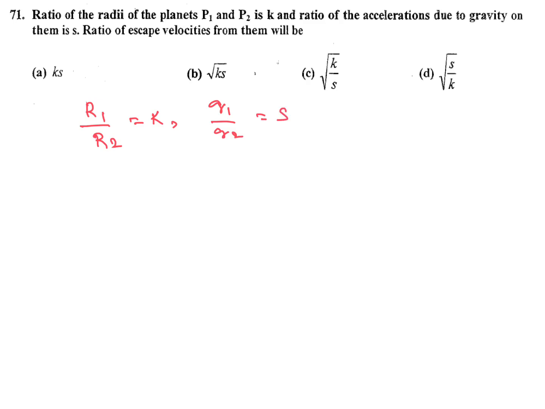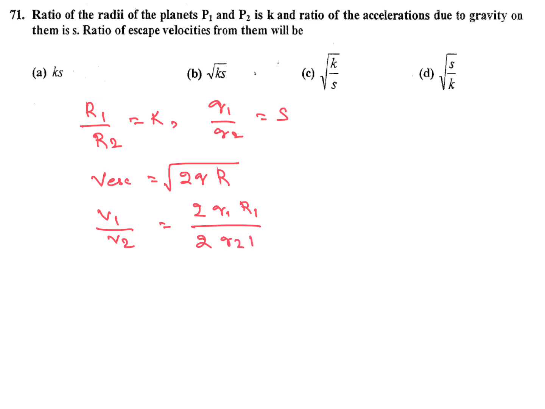Here two formulas we are having. Escape velocity is root over 2gr. So v1 by v2 is root over 2 g1 r1 by 2 g2 r2. 2 cancel. g1 by g2 is s into r1 by r2 is k. Root over s into k. B is our answer.